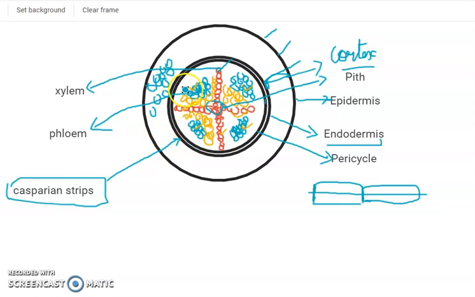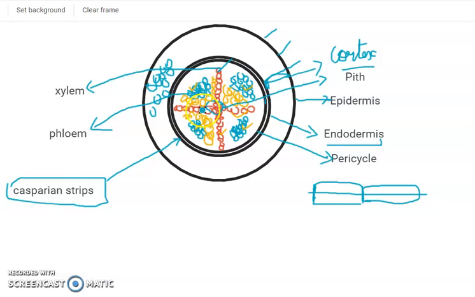Okay, and what are these conjunctive tissues? These are nothing but parenchymatous cells. You can see the yellow colored cells which I have drawn, right? So in between the xylem and phloem, there are many parenchymatous cells which we call conjunctive tissue. So this is about the conjunctive tissue. It lies between the xylem and phloem.